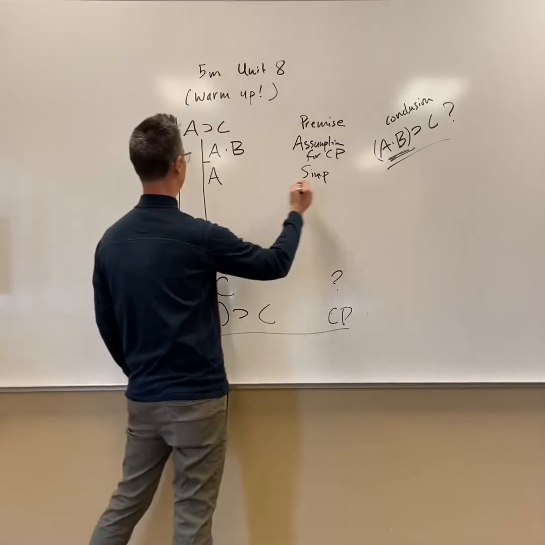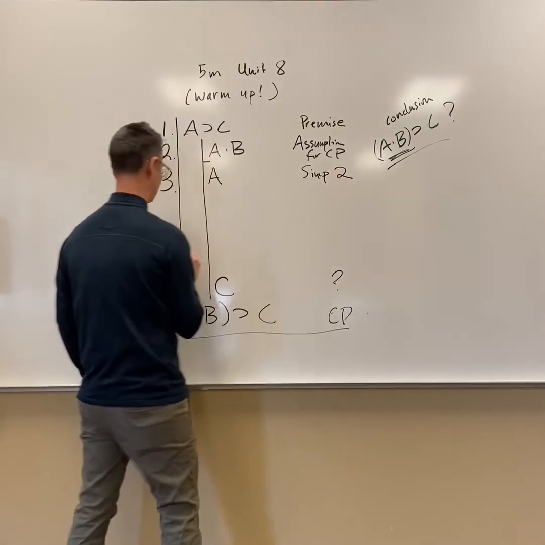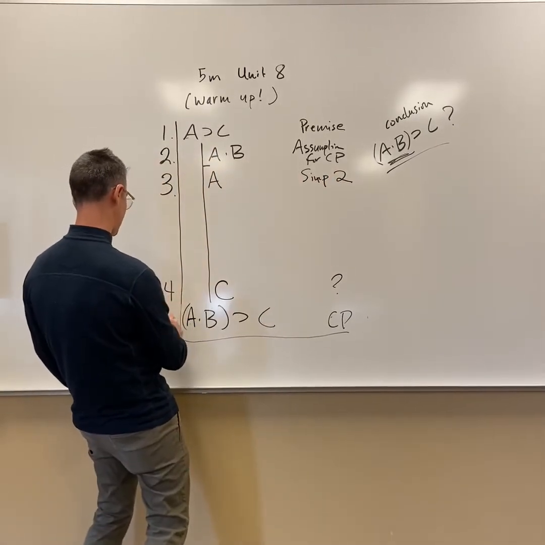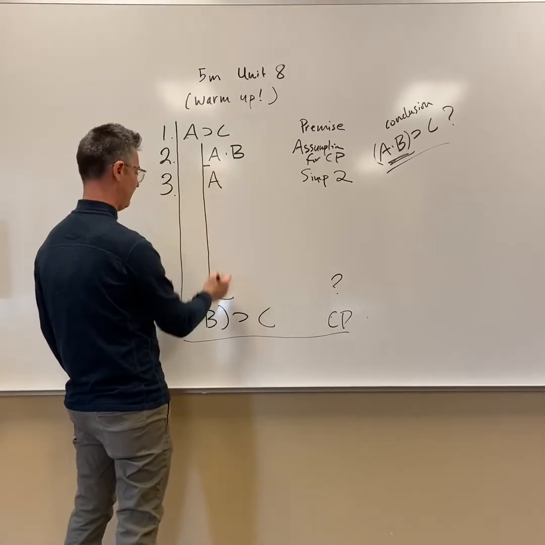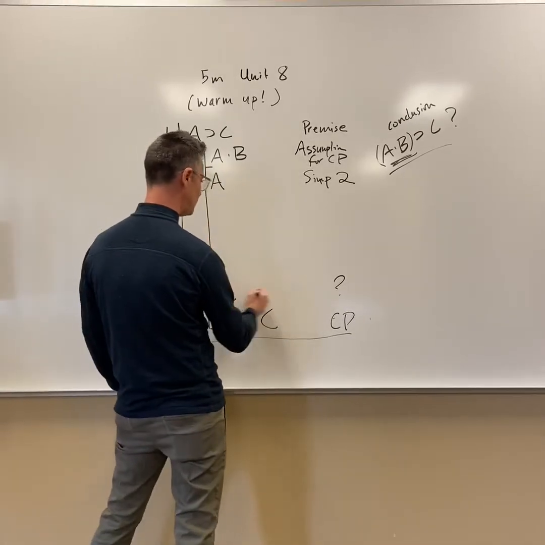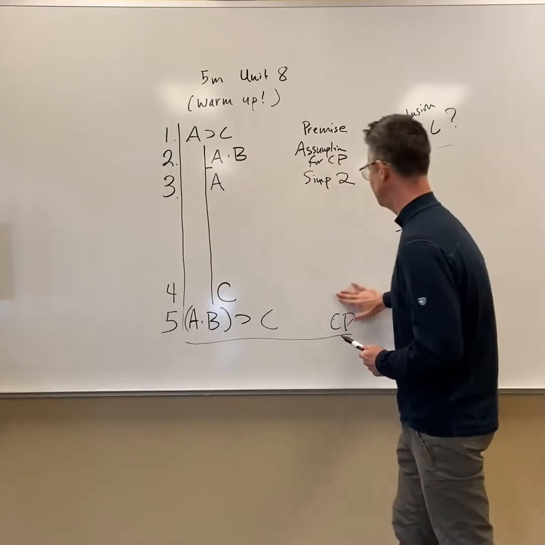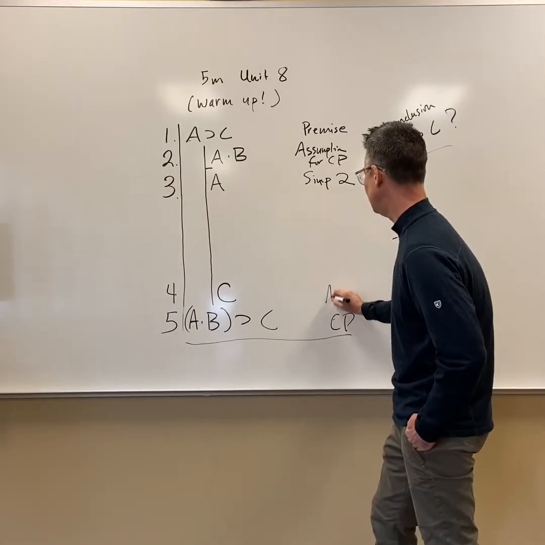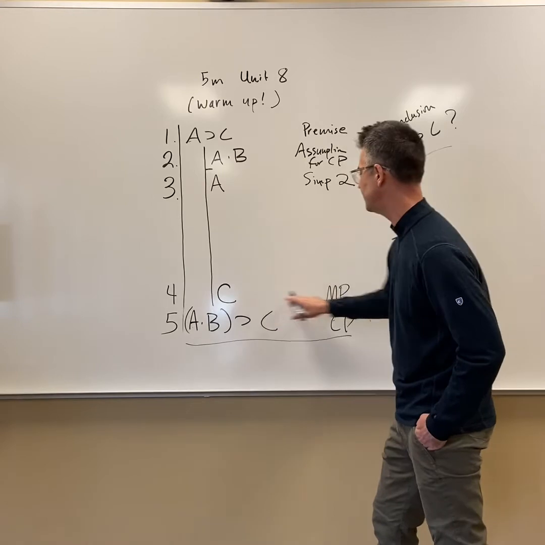So this is simplification on line 2, right? And then already we're done basically with the proof. If A, then C. What's our rule for C? Well, I just hinted, but you guys were probably on the ball. So you're going to put modus ponens down as the reason for that.